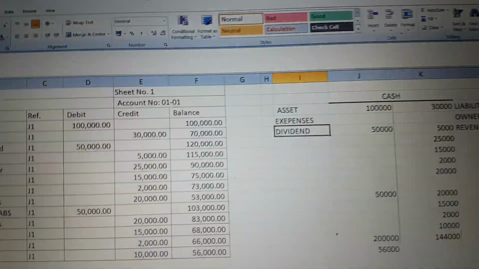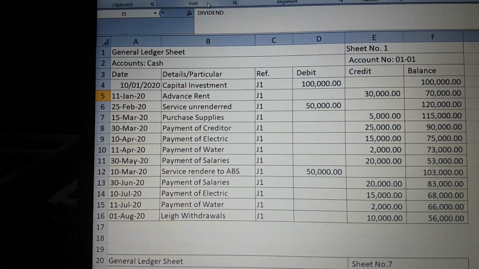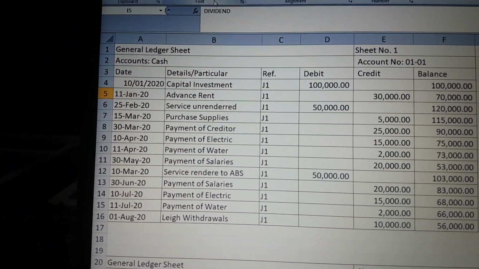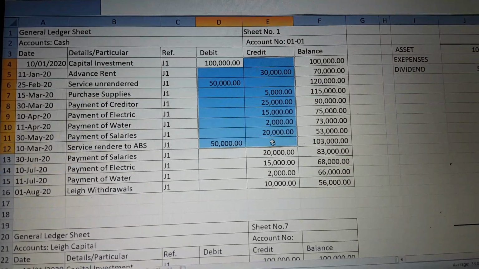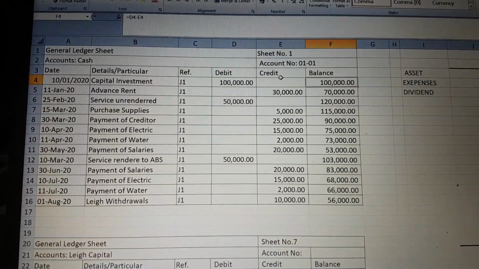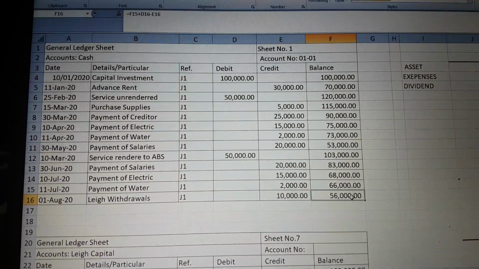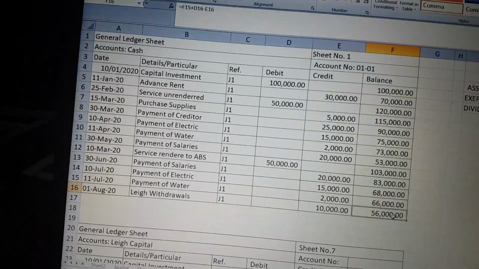Now, if you check, this general ledger represents the record keeping of all the business and financial transactions. Because it has the money, you can determine how much it started with and how much the balance is at the end of the period, so that you can summarize the financial statements at the end.